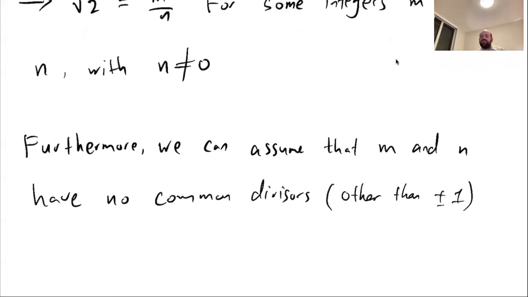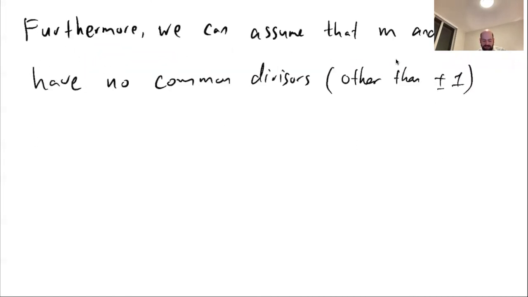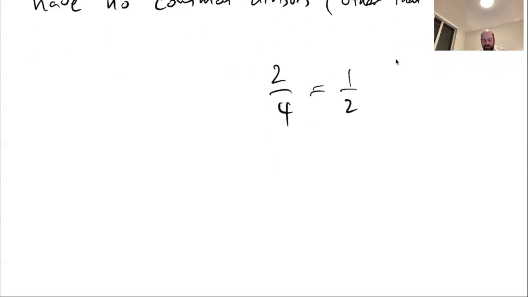See, any fraction that you consider, either top and bottom have some common divisors. For example, let's say 2 over 4. They have a common divisor, which is 2. But if there is a common divisor, I can do the cancellation, right? And simplify, and then I'll get 1 over 2, and then 1 over 2 has no common divisors anymore, of course other than 1 or minus 1.